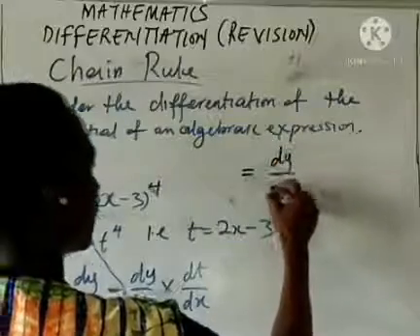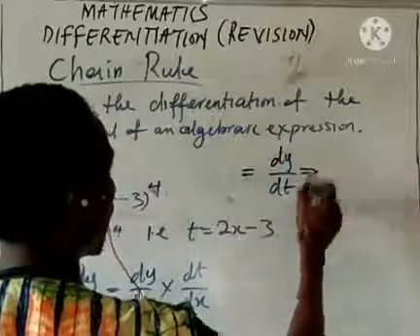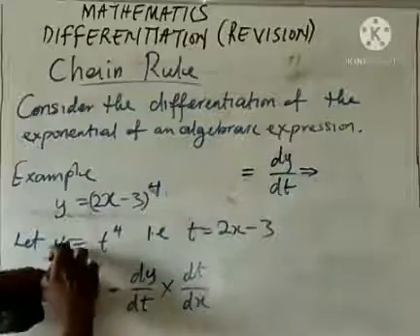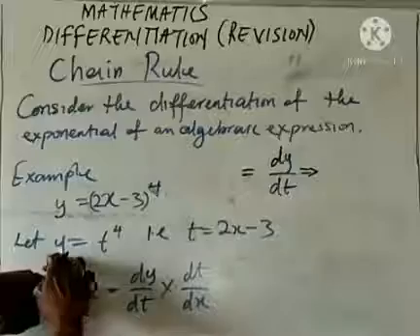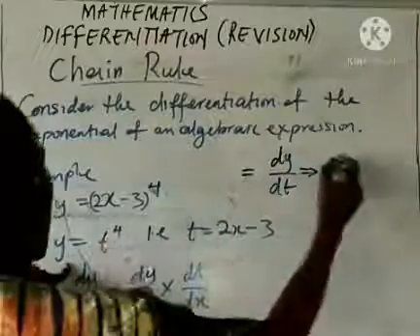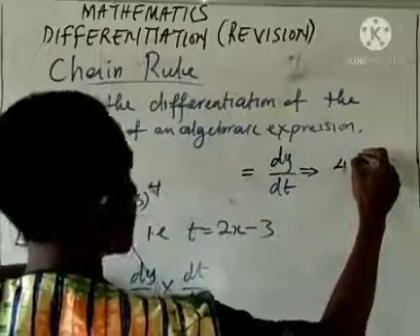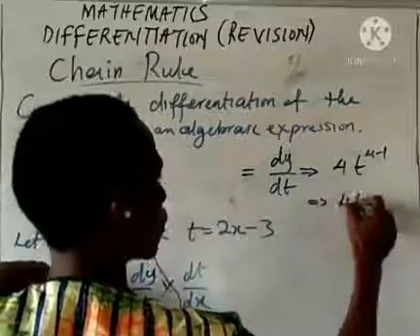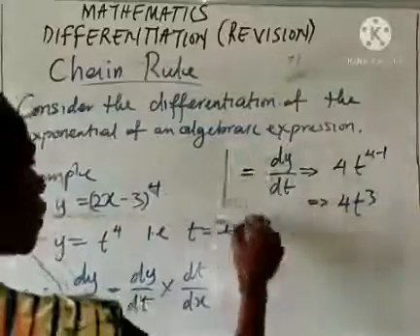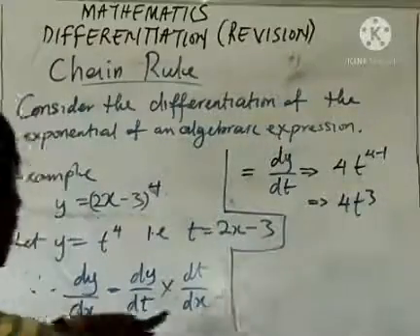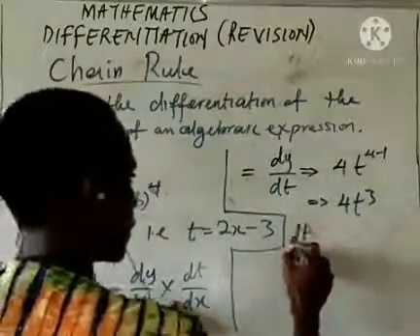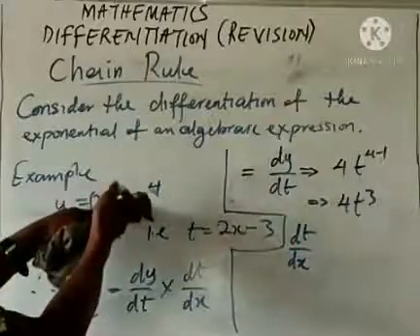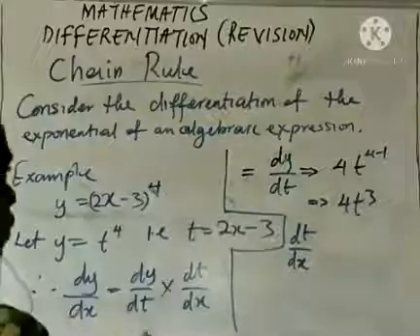Now that means I'll be having dy/dt, to imply that I am taking the differentiation of y with respect to t. So here I'll be having 4t raised to power 4 minus 1, which will give me 4t raised to power 3. And also my dt/dx. So now I'm coming back into what I have in my t, where my t is what?